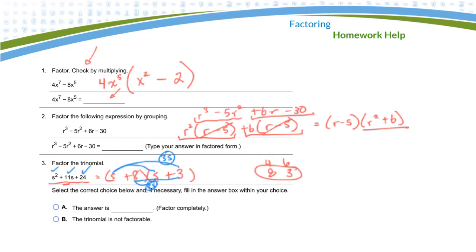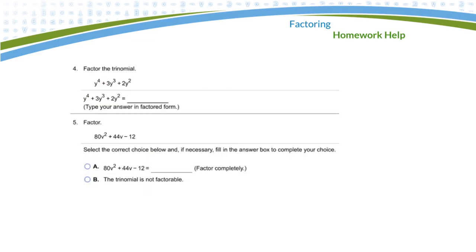Okay, next question says factor the trinomial. It doesn't have a y squared in front or an x squared, it has a y to the 4th. Let me just look to see if there's a common factor. Sure enough, it looks like I can factor y squared out of everything, leaving me with y squared plus 3y plus 2. So I've taken a common factor out. Then I want to see this quadratic that's left and see if I can factor it.